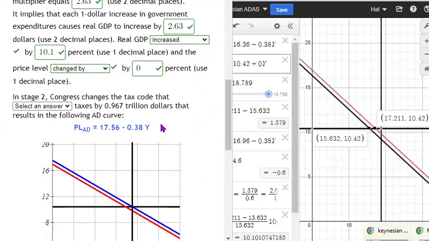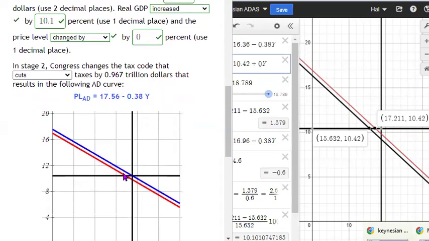Now, in stage 2, what does Congress do? It's going to affect taxes, right? If it raises taxes, that means consumers have less money in their pocket and their consumption is going to decline. If it reduces taxes, then consumers have more disposable income and they might spend some of that increase in their disposable income. So this is a cut in taxes by $0.964 trillion, right? And we're going to assume that results in this blue new aggregate demand curve, right? So I'm going to copy it.